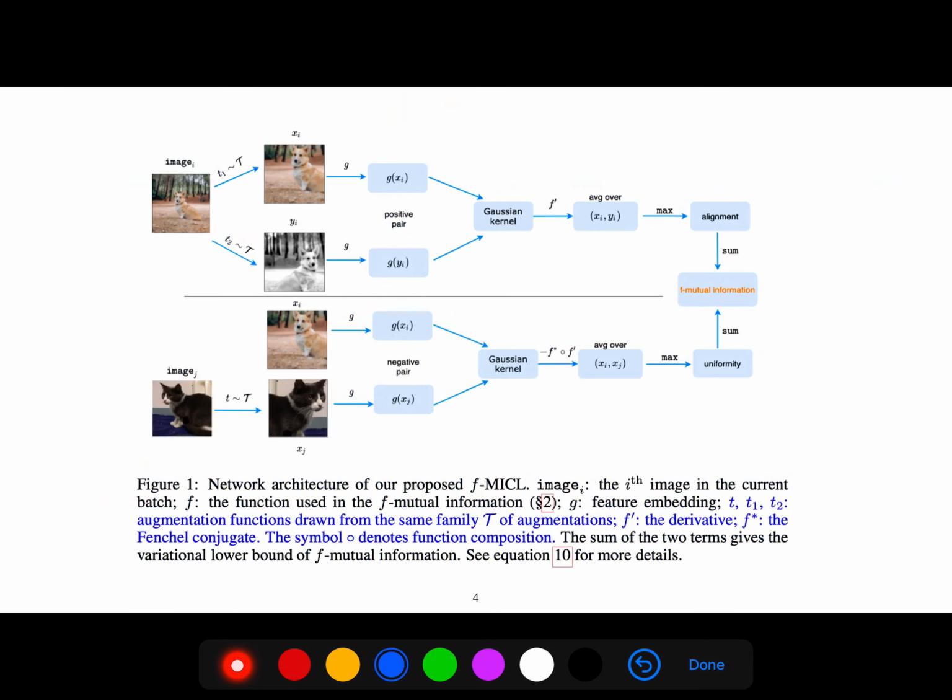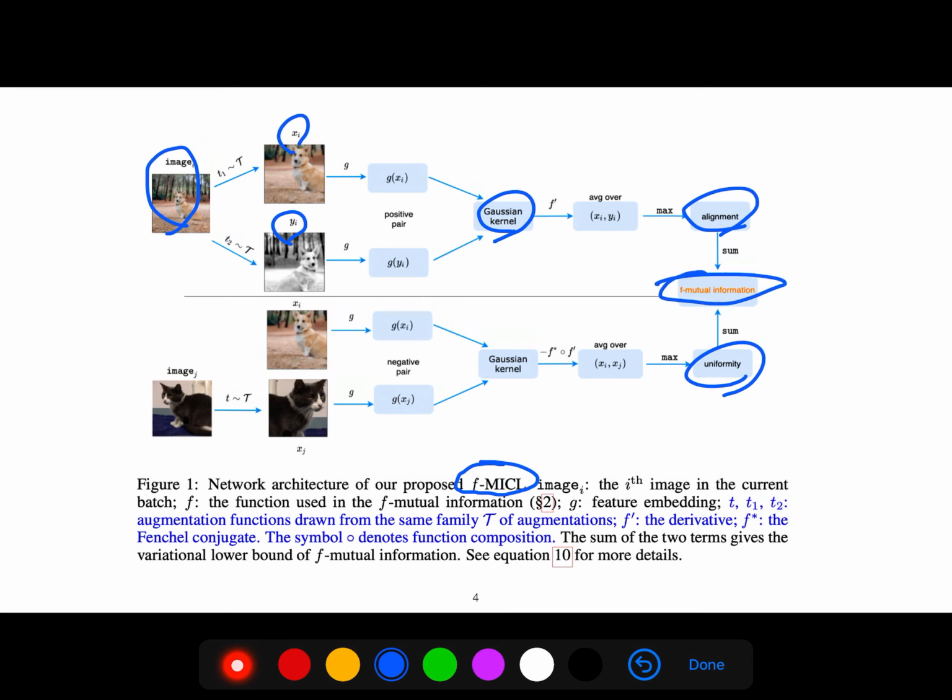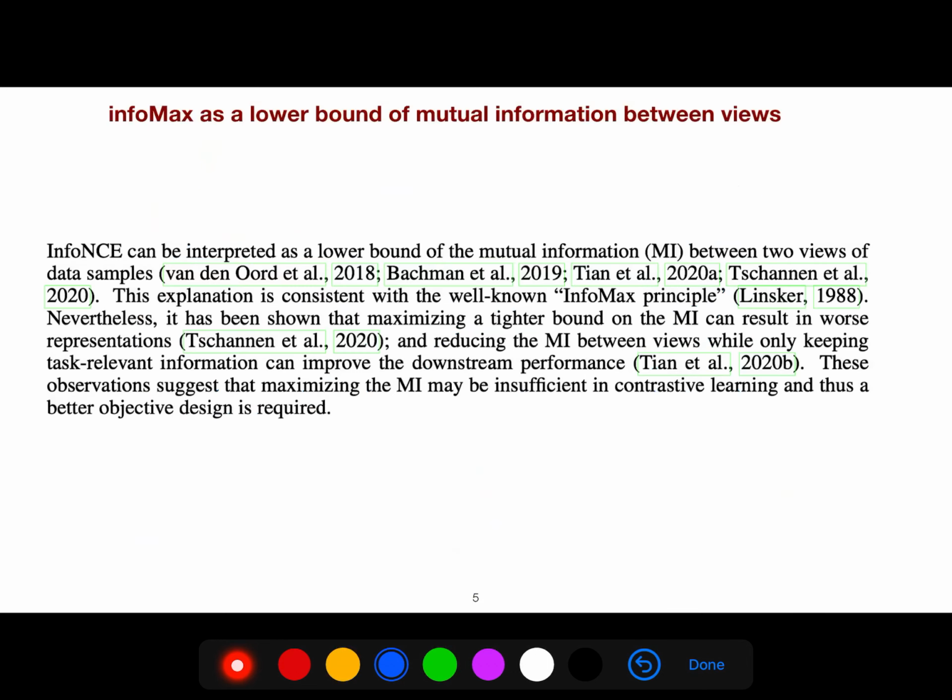This is the network architecture of F-mutual information CL. So we have augmentation as usual. We have two augmentations, and here we create positive pairs. And using the Gaussian kernel and average over that, we have two losses, alignment and uniformity. But if we sum them, then we work in the framework of mutual information.